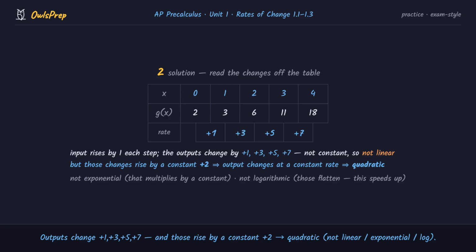The input changes by the same amount each step, 1. Now the outputs change by 1, 3, 5, 7, not constant, so it's not linear. But look at how those changes themselves change. Up by 2 every time, a constant amount. Output changing at a constant rate is exactly a quadratic. It's not exponential. That would multiply by a constant factor, and 2 to 3 to 6 doesn't. And it's not logarithmic. Those flatten out, while this speeds up. So, quadratic, justified straight from the table.